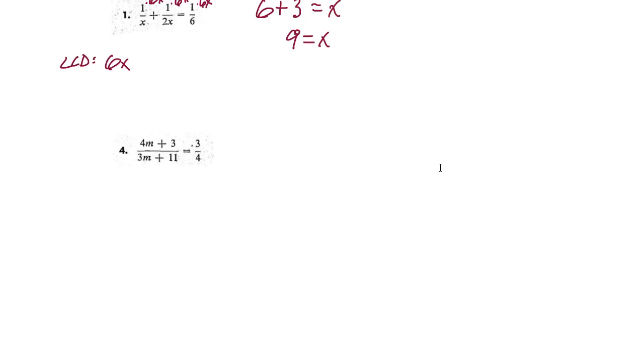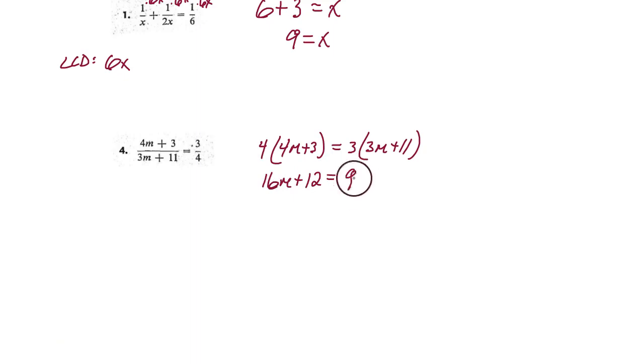Next one. We can use our same technique about timesing by the lowest common denominator. Or, because this is in the setup for a proportion, we could use cross multiply. Either way will work. I'm going to use cross multiply. 4 times the 4m plus 3 is equal to 3 times the 3m plus 11. Now the distributive property. 16m plus 12 equals 9m plus 33. Subtract 9m from both sides, you get 7m. Subtract 12 from both sides, you get 21. Therefore, m equals 7.